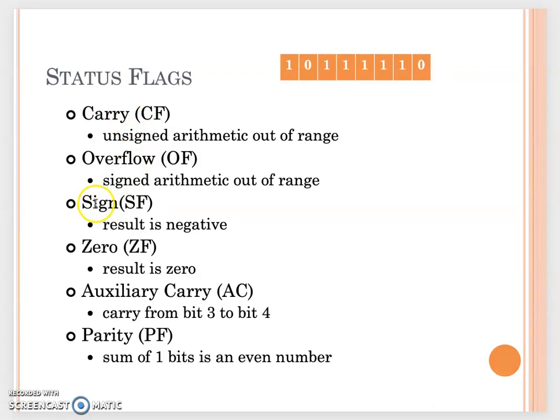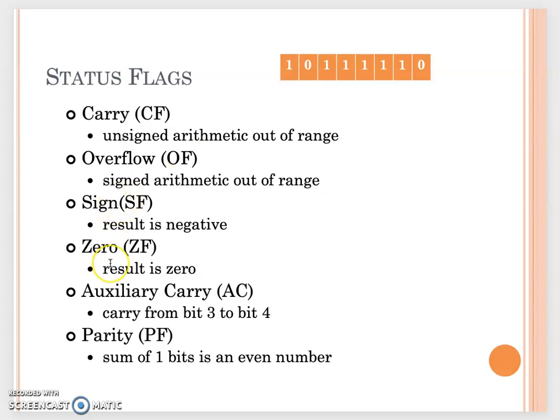Then we have the sign flag. The sign flag just means that after your operation, whether addition, subtraction, or any other instruction, if we consider this 1 byte as a signed value and the most significant bit is 1, that means the result is negative. So the sign flag will be set. On the other hand, if the sign bit is 0, that means your result is positive.